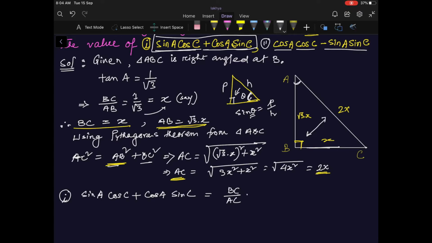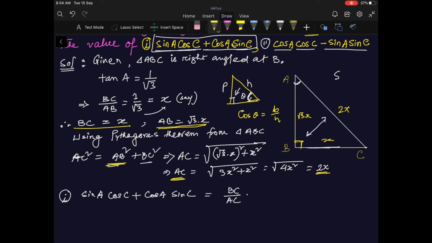And cos C. So cos C, we know that cos theta is equal to base by hypotenuse.